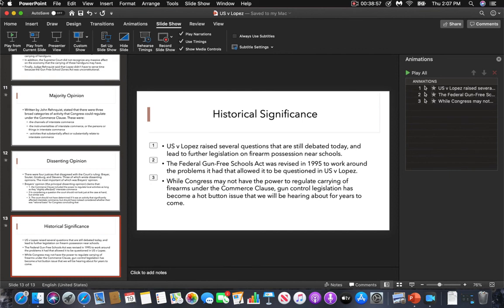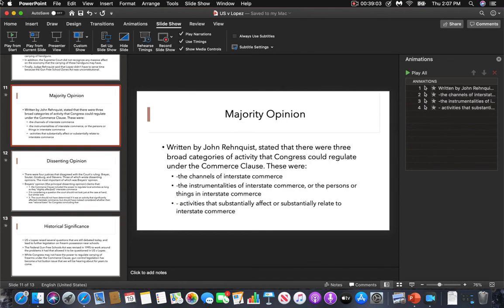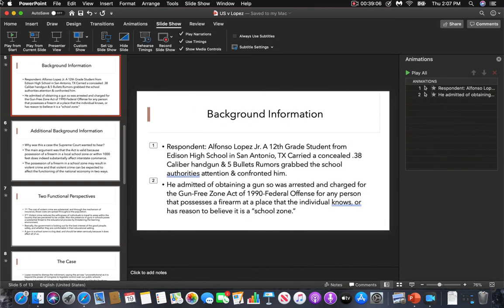Again, it talks about the Commerce Clause and how it deals directly with education, but more important is the economy. It deals directly with a young kid having a gun on school grounds. So it's not just a situation about having guns in the hands of a minor. It's about the economic factor itself.